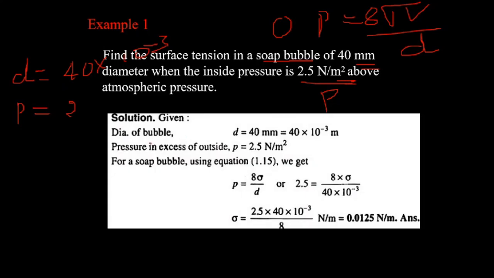Okay, now we shall see the answer. See here, the diameter of the bubble is 40 mm, converted to meter. The pressure in excess of outside, that is above atmospheric pressure, is 2.5. For a soap bubble, using the equation P is equal to 8 sigma by d, whenever you substitute and solve, we will get sigma is equal to 2.5 into 40 into 10 power minus 3 divided by 8 newton per meter. So the answer will be 0.0125 newton per meter. This is just a substitution problem, so I am doing it here in the slide. We just substituted in the given formula.